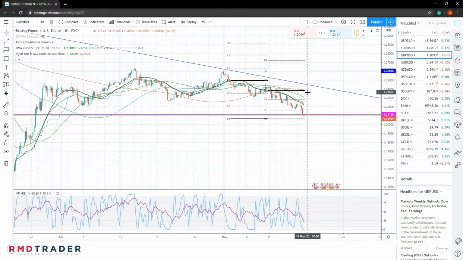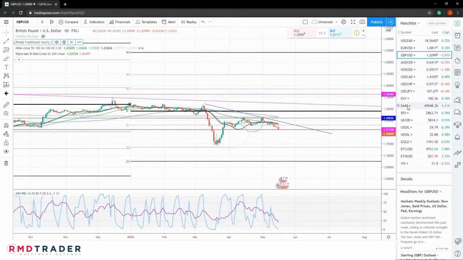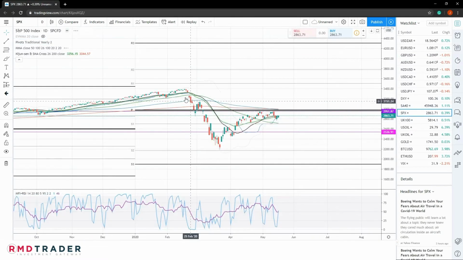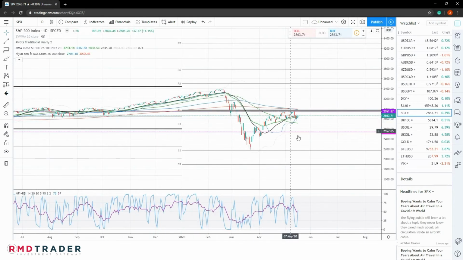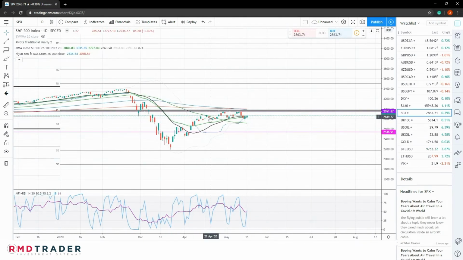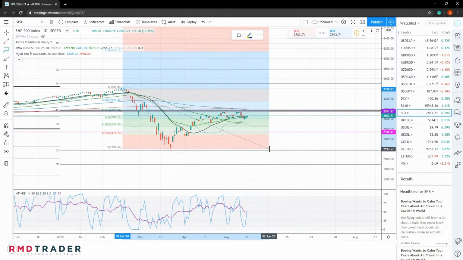Moving on to the S&P 500. I believe this is the one. Okay, here's the S&P 500 daily, looking at a clear retrace. Speaking about a Fibonacci retracement from the market high, the all-time high that we saw in February.